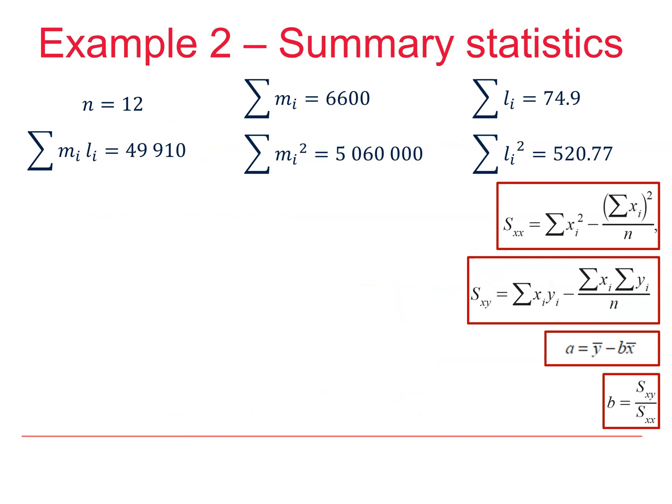x is non-random, so is the mass. So x is equal to m and y is equal to l. Always make a note of this so that you don't get them mixed up. We then need to find Sxx, which for us is Smm. So using that formula for Sxx, we've got the sum of the m squareds, take away the sum of the m's squared over n.